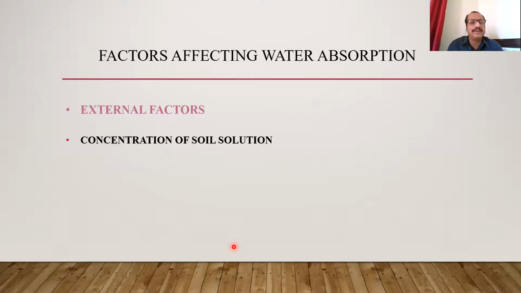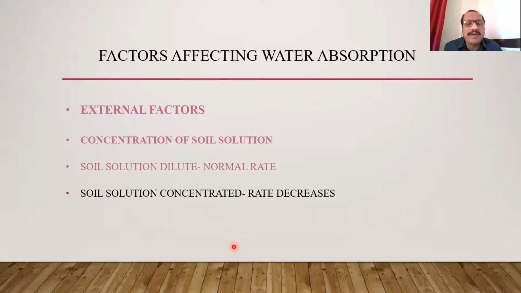But see what happens if the soil becomes concentrated, if the mineral salts dissolved in the soil increase, and the soil solution becomes concentrated, and if the concentration becomes higher than that of the cell solution, what will happen? Instead of endosmosis, exosmosis will take place. So in this situation, usually the rate decreases. And this is the reason why roots fail to grow in saline soils and alkaline soils, where the concentration of salts in the soil is larger.